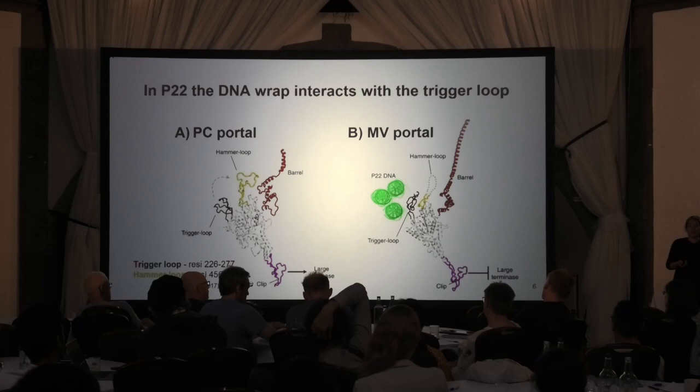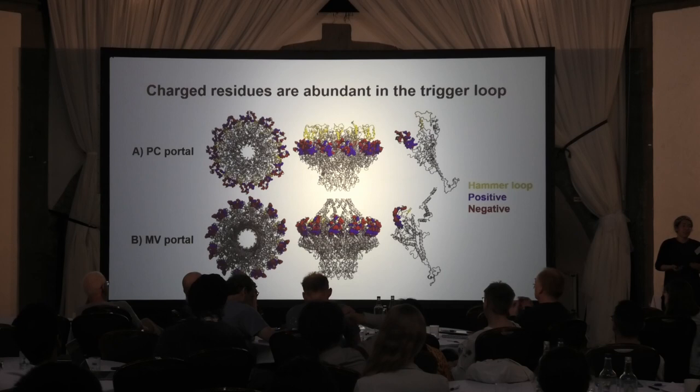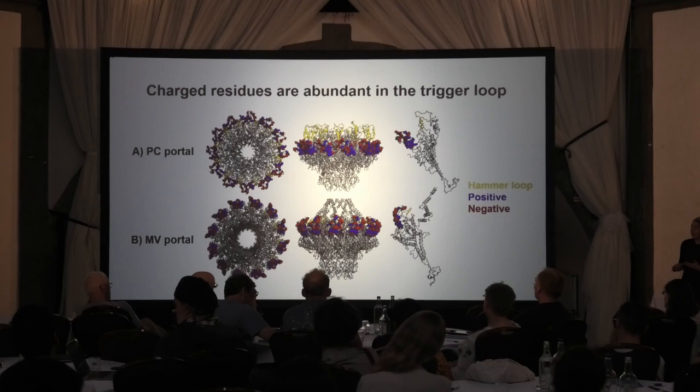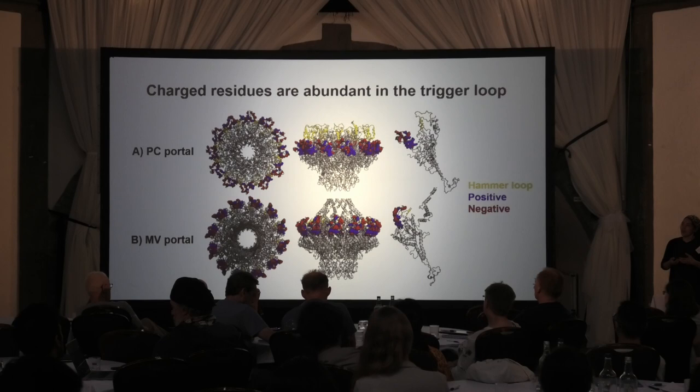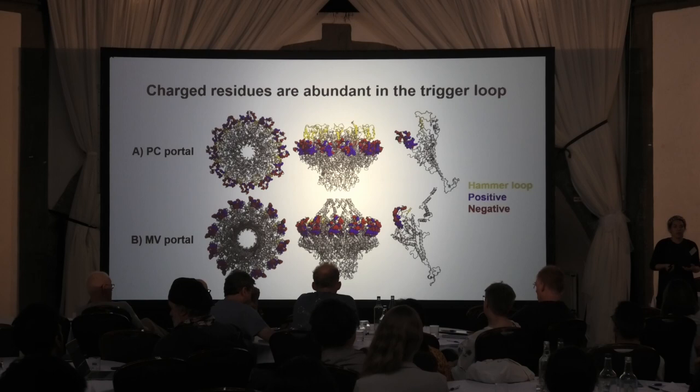And what I found was actually that the trigger loop is chock full of charged residues, both positive and negative, as we can see here from these two figures. On top is PC portal, and on bottom is MD portal from different views. And we see that the charges make these almost belts around the ring domain in the region where the DNA was proposed to be interacting from the structures.